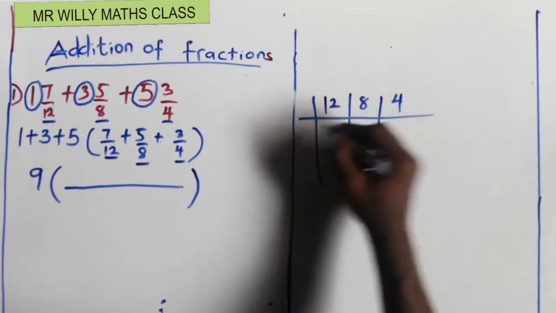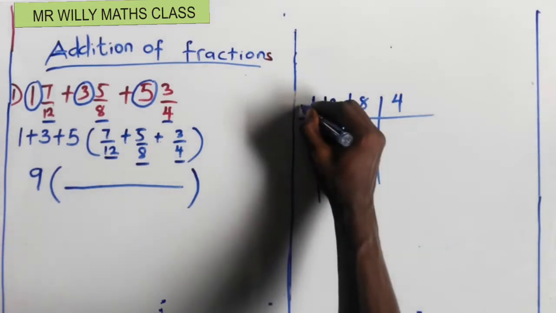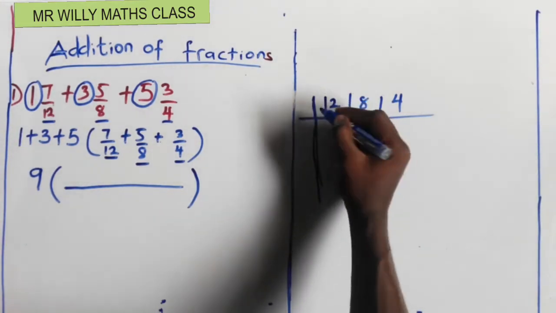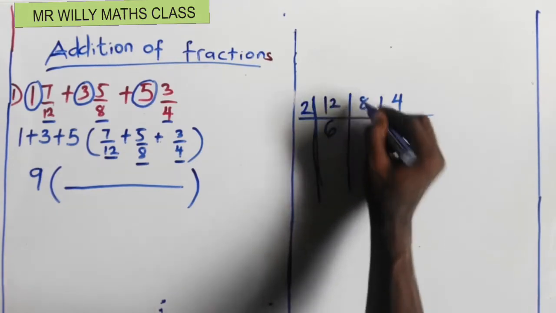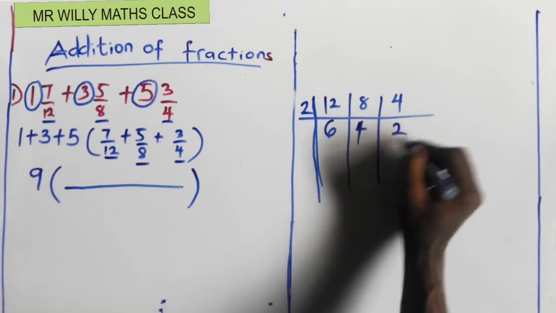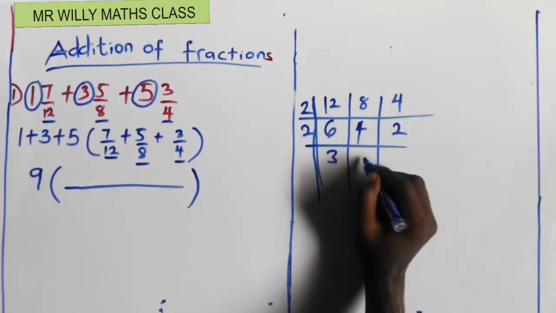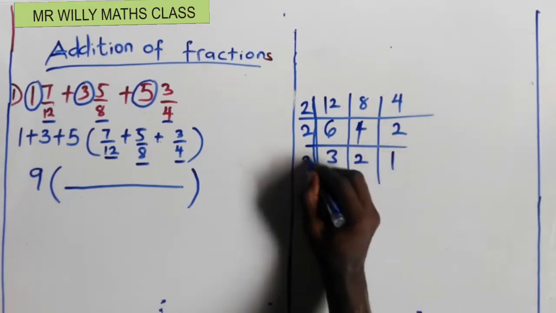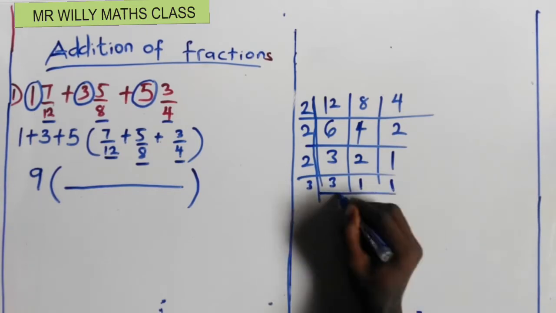So you think of a number to find the LCM of 12, 8, and 4. You can use 2. The rule is that you use a prime factor. We use 2. 2 in 12, that will be 6. 2 in 8, that will be 4. 2 in 4, that will be 2. 2 can still go. 2 in 6, that will be 3. 2 in 4, that will be 2. 2 in 2, 1. 2 can still go. That will be 3, 1, 1. Then you have 3. That will be 1, 1, 1.